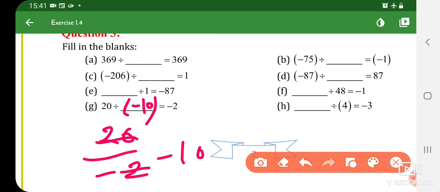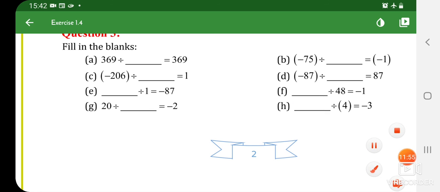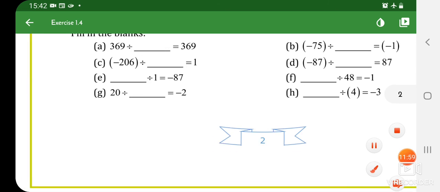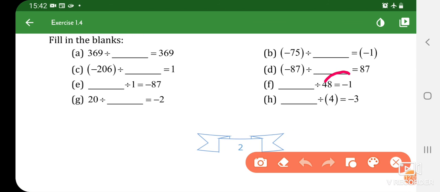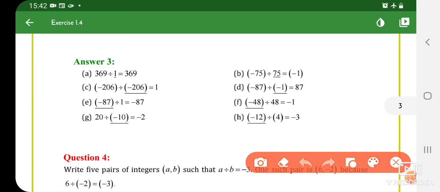And here, divided by 4 and minus 3. So when we multiply those numbers, 4 times 3 is 12. So here it is minus 12. That time we get the answer minus 3. This is the second method of solving that type of question. We have to multiply those numbers, we get 48 times minus 1. When we multiply 48 and minus 1, we get minus 48. Okay, and here when we divide by this number, we get minus 1, like that. Okay students, so these are the answers of that question.